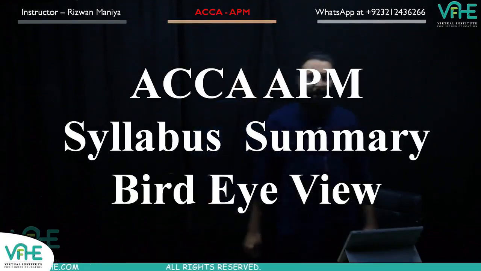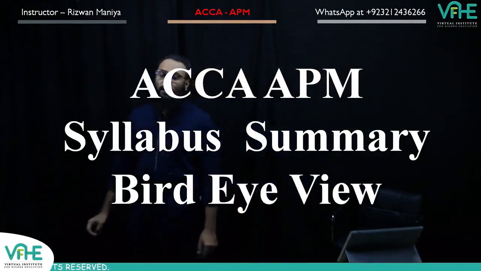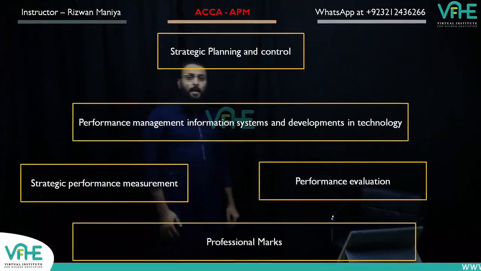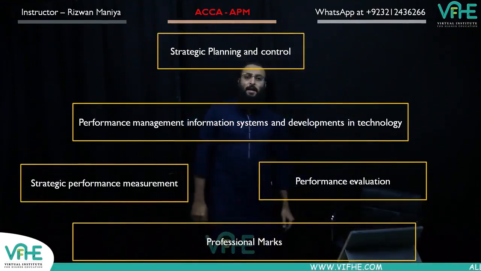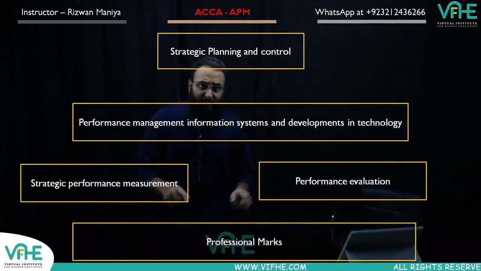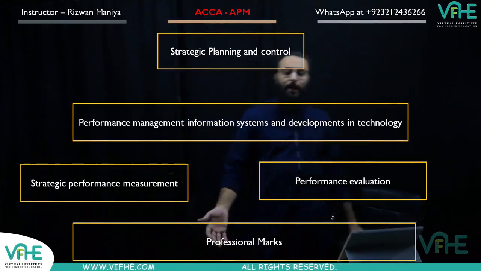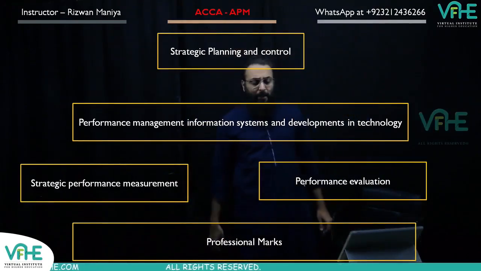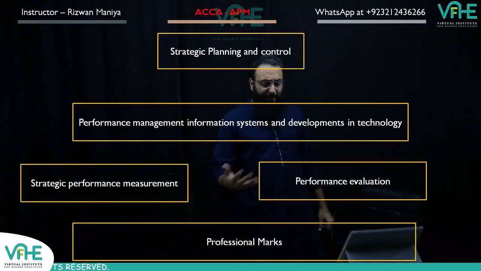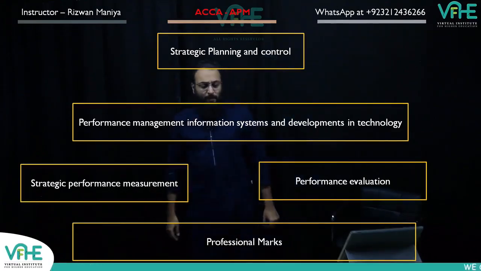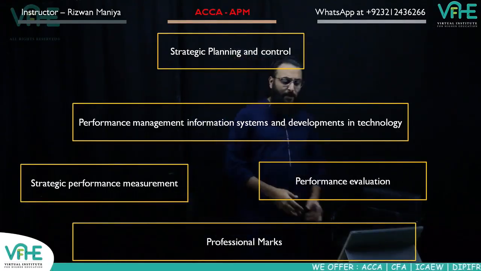Let's now begin, guys. This is the bird's eye view of Advanced Performance Management that is in front of you. Your ACCA APM syllabus is divided into 4 areas, as you can see. In fact, there are 5 sections including professional marks. The first is strategic planning and control. Second is performance management information system and development. Third is strategic performance measurement. Fourth is performance evaluation. And fifth is professional marks.